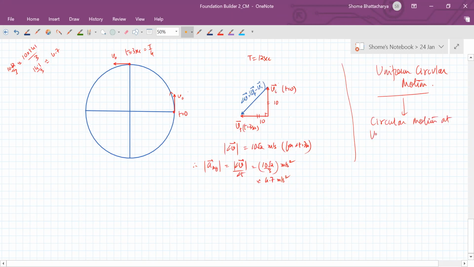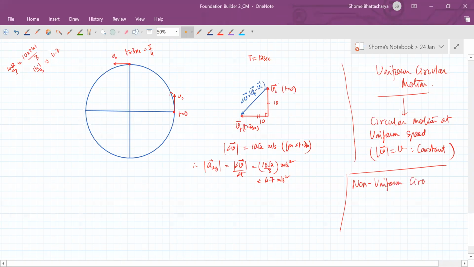Okay. At uniform speed, the magnitude of velocity, which is the instantaneous speed, should be constant. Whereas we also have something called non-uniform circular motion, which we'll be looking at in detail. So non-uniform circular motion is one where there is variable speed. That means the magnitude of velocity is variable. Whereas here the magnitude of velocity is constant.